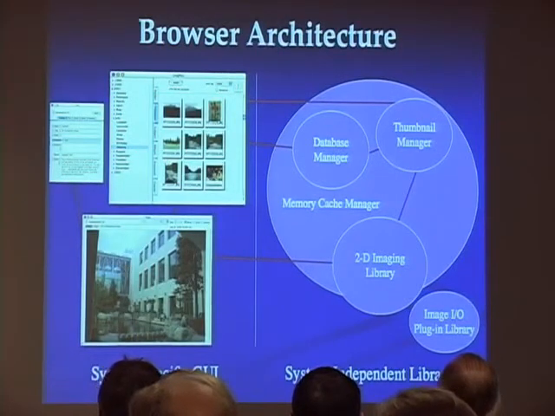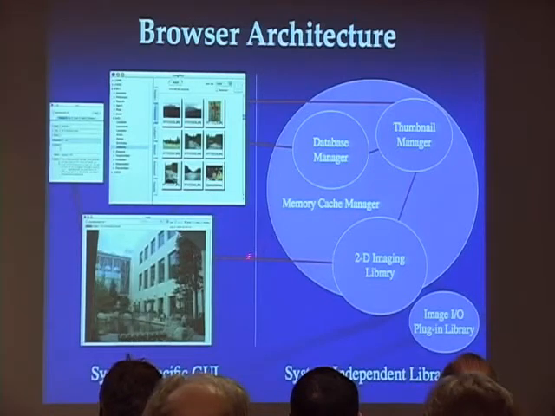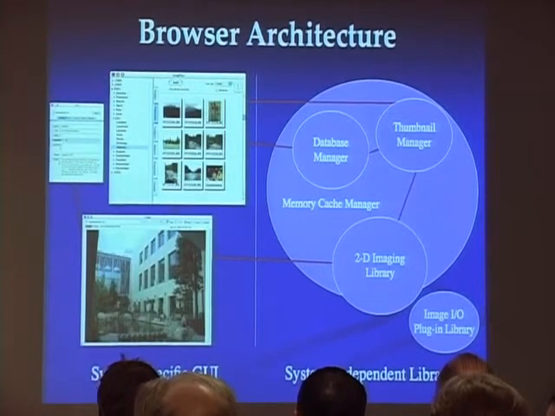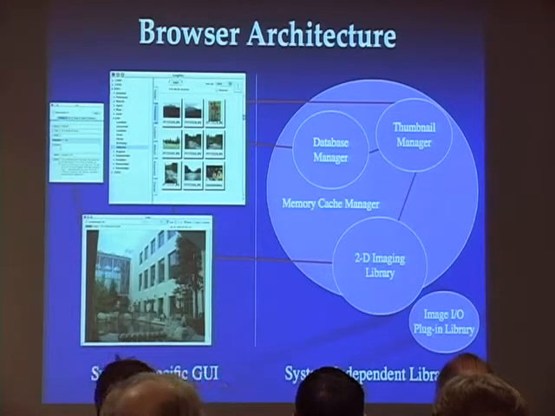So the architecture of the browser is divided into the system-specific GUI layer and the system-independent library, and underlying the system-independent library is this memory cache manager. This is what's critical to maintaining speed, because images, of course, are large, and you don't want to be reading them in all the time, nor do you want to keep them in memory all the time, so you have to have some intelligent way to deal with memory. And so I essentially wrote my own. It's not a virtual memory system, but it helps the VM system do a better job.